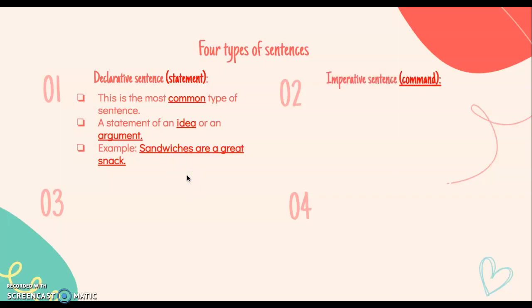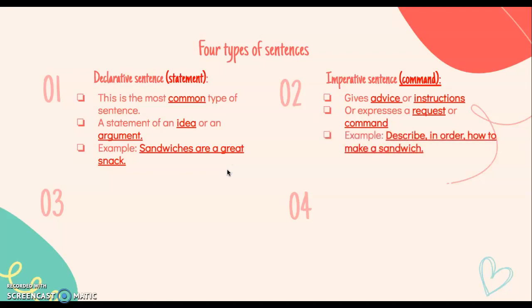Okay, the second type of sentence is imperative sentence. This is a command. It gives advice or instructions, or expresses a request or command. In the example, sentences describe in order how to make a sandwich. So that would be like telling someone to do something. That is an imperative sentence. So pause the video, go fill in the blanks on your Google Slides.